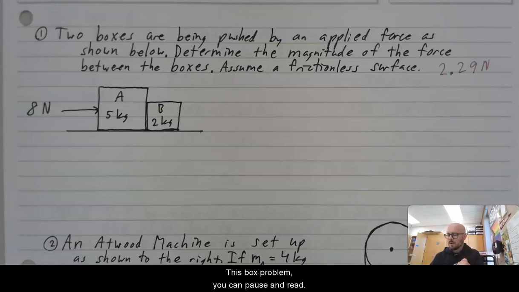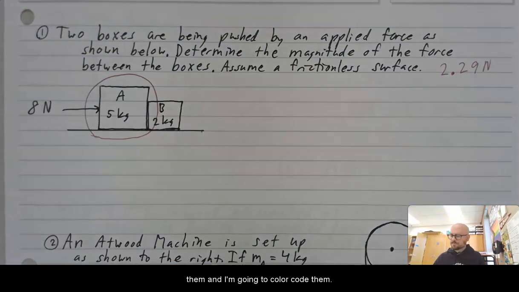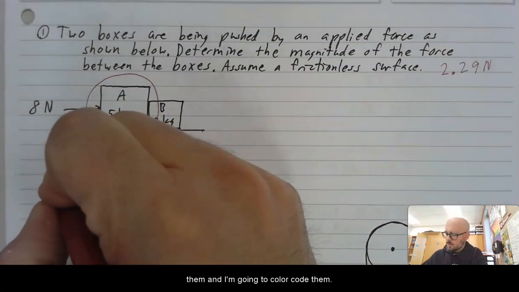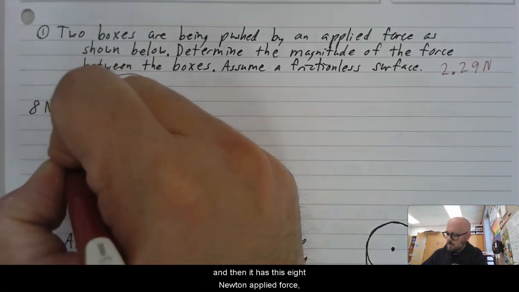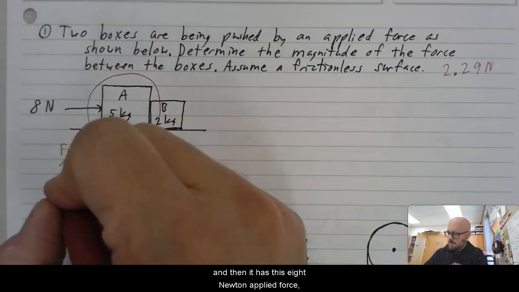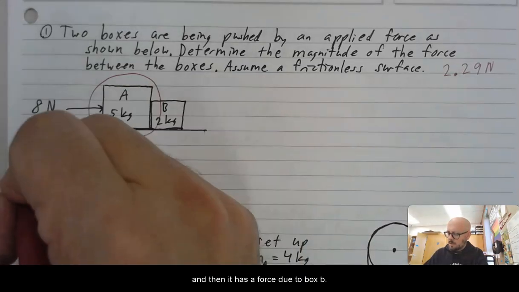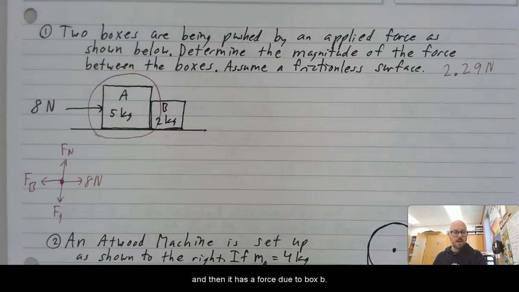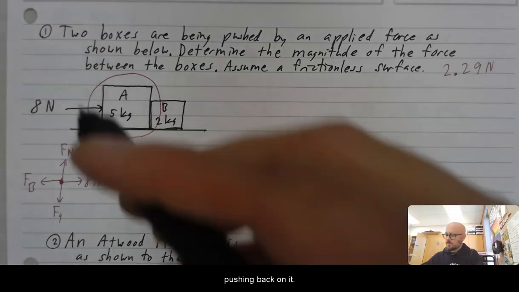This box problem, you can pause and read it, has two boxes connected. We're looking for the magnitude of the force between the boxes. So I am going to draw some free body diagrams and analyze them, and I'm going to color code them. So box A has gravity, normal force, and then it has this 8 Newton applied force, and then it has a force due to box B. So that is what the diagram for box A looks like. It receives that 8 Newton force, and also box B is pushing back on it.